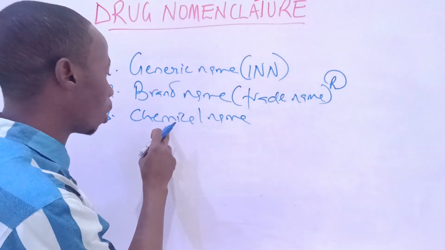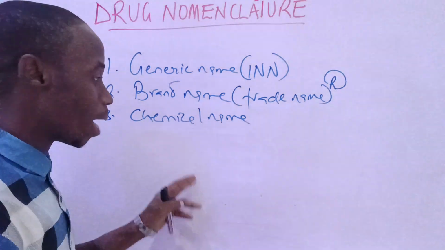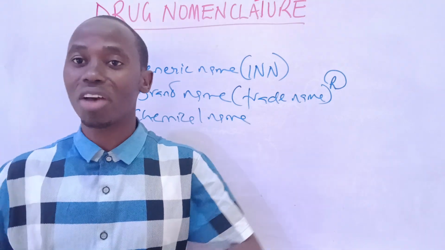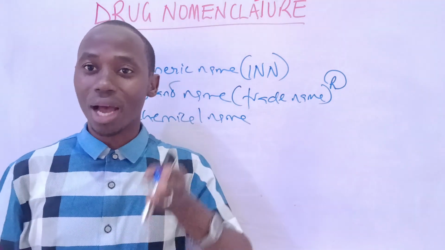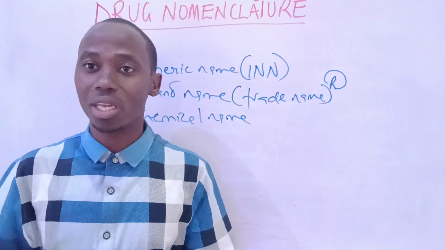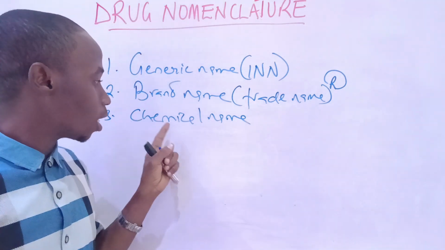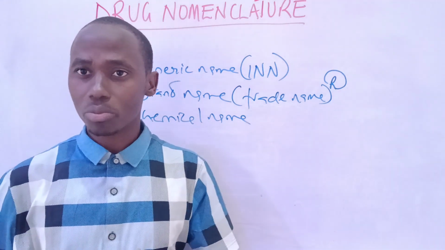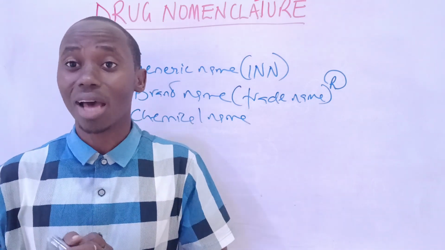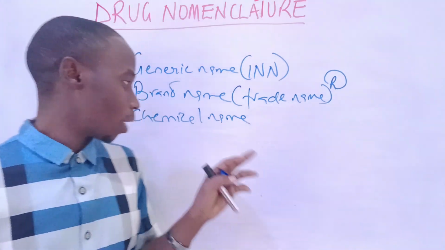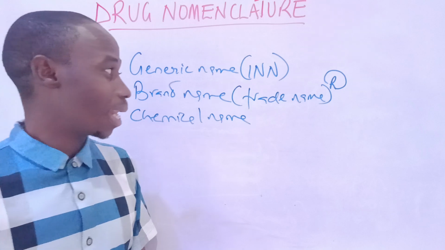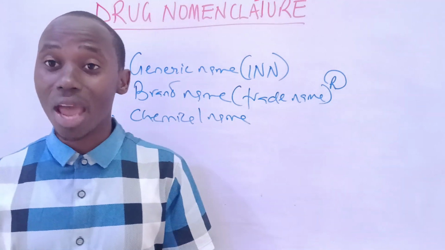Then we have what is called chemical name. Chemical name is the name of a drug derived from its chemical structure. We count how many hydrogens are there, how many carbons are there, and we then assign a name to that drug. That one is called chemical name. It is commonly utilized when it comes to drug synthesis and manufacturing, and that's where we use chemical name. So these are the three names of a drug.